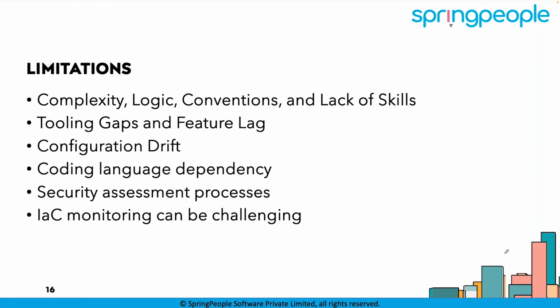Now, tooling gaps and feature gaps. Whenever there is a service provider, for example, I'm using Terraform with my AWS environment, and you want to use Terraform to provision something newly introduced by AWS, immediately you may not have that particular feature available. Say, for example, AWS has introduced something new called SageMaker for AI and ML based services. You may have that feature gap in the tool.